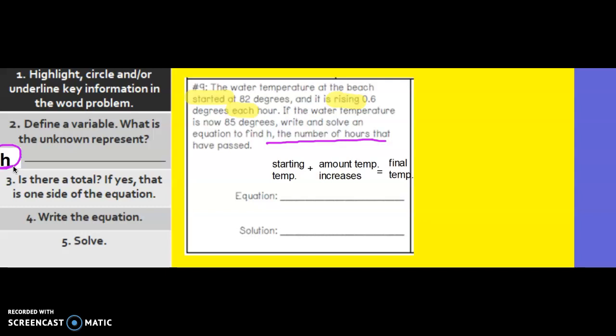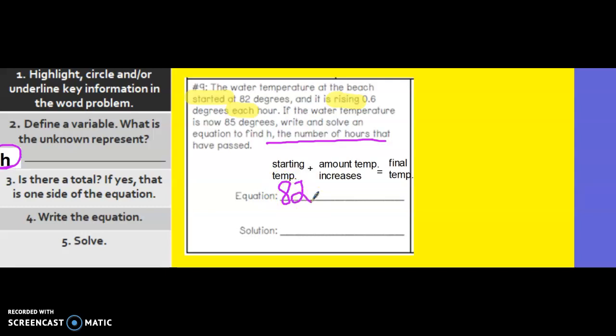When I tackle a word problem, I like to make kind of a word sentence to describe what's going on. So I have that typed in on the screen. We have a starting temperature, and we're going to add on the amount that the temperature went up, and that will equal our final temperature. So let's fill it in from the information above. Our starting temperature is 82.